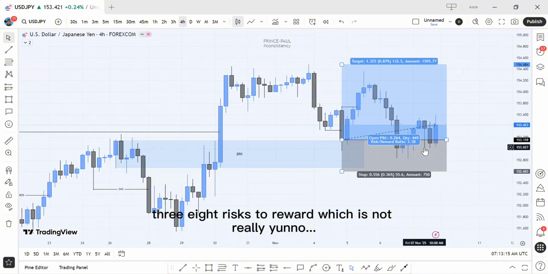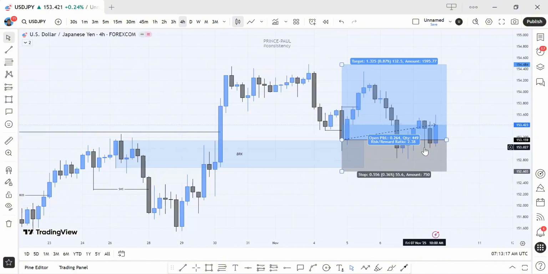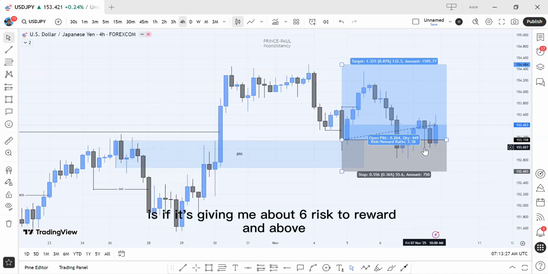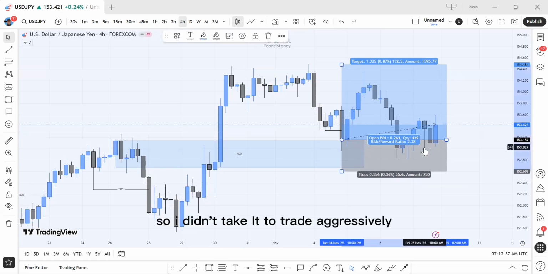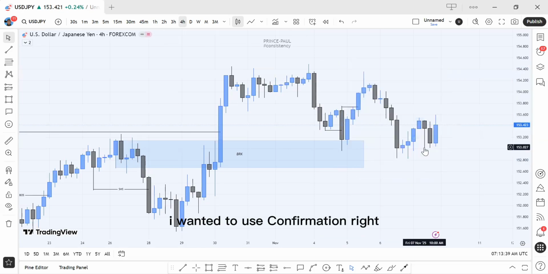Risk to reward, which is not really great, and I don't trade swing structures much like that, except the only time I'm happy to execute a swing trade is if it's giving me about 1:6, 1:7 risk to reward and above, and I'll be happy. About 1:2, I'm not. So I didn't take the trade aggressively. I wanted to use confirmation, right?